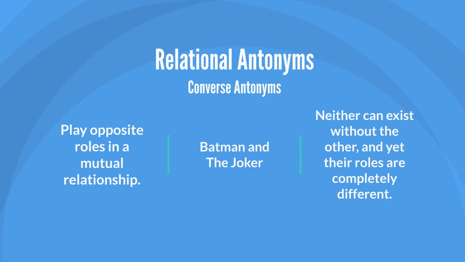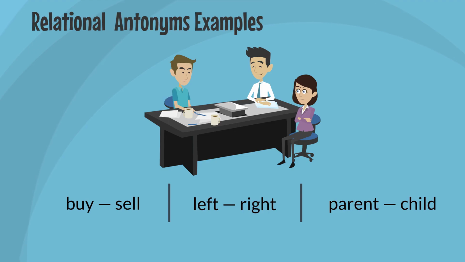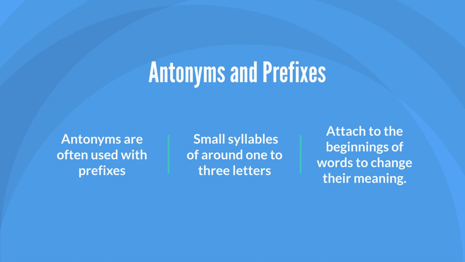Relational antonyms. Also known as converse antonyms, relational antonyms play opposite roles in a mutual relationship. For example, Batman and the Joker are relational antonyms. Neither can exist without the other, and yet their roles are completely different. Relational antonym examples are buy, sell, left, right, parent, child.